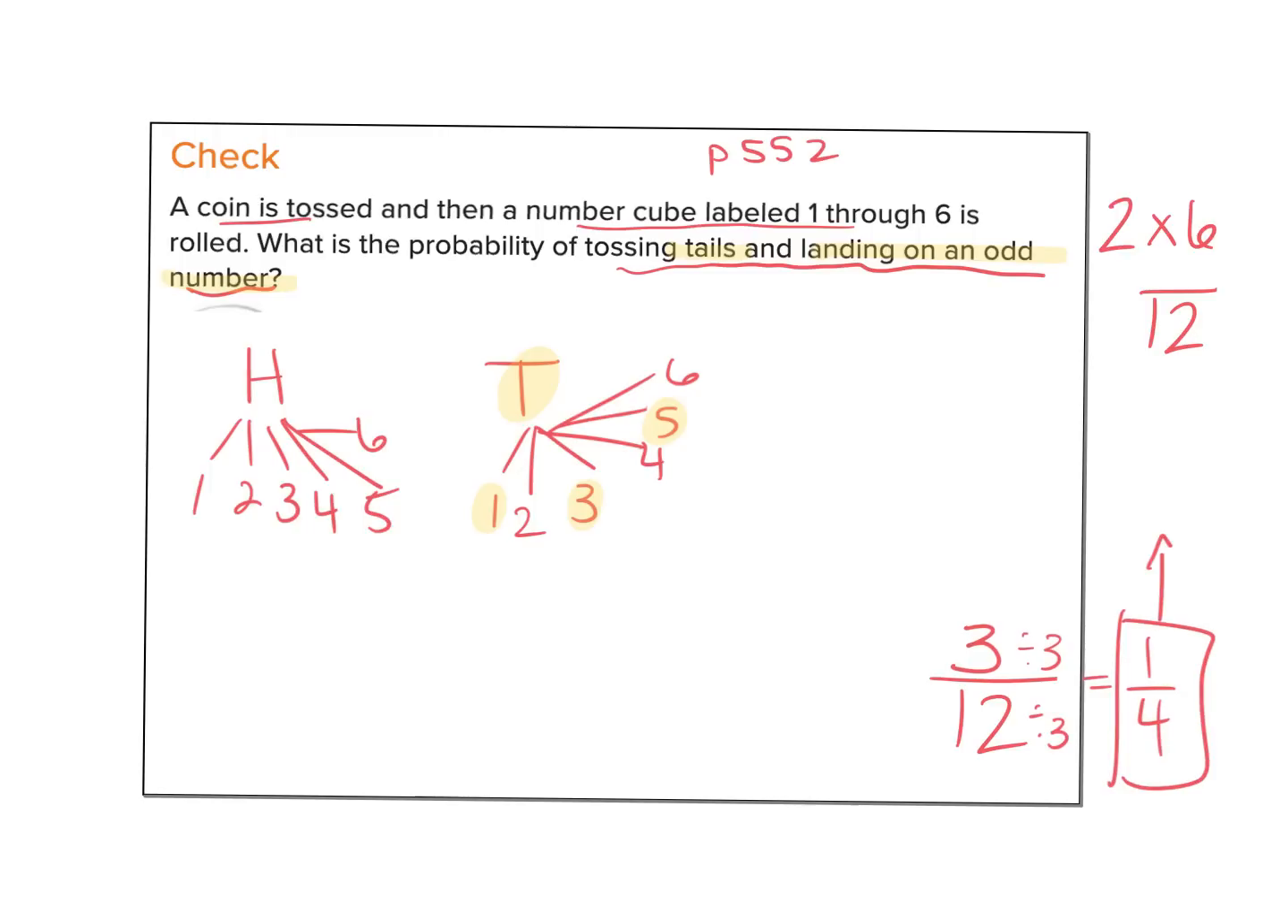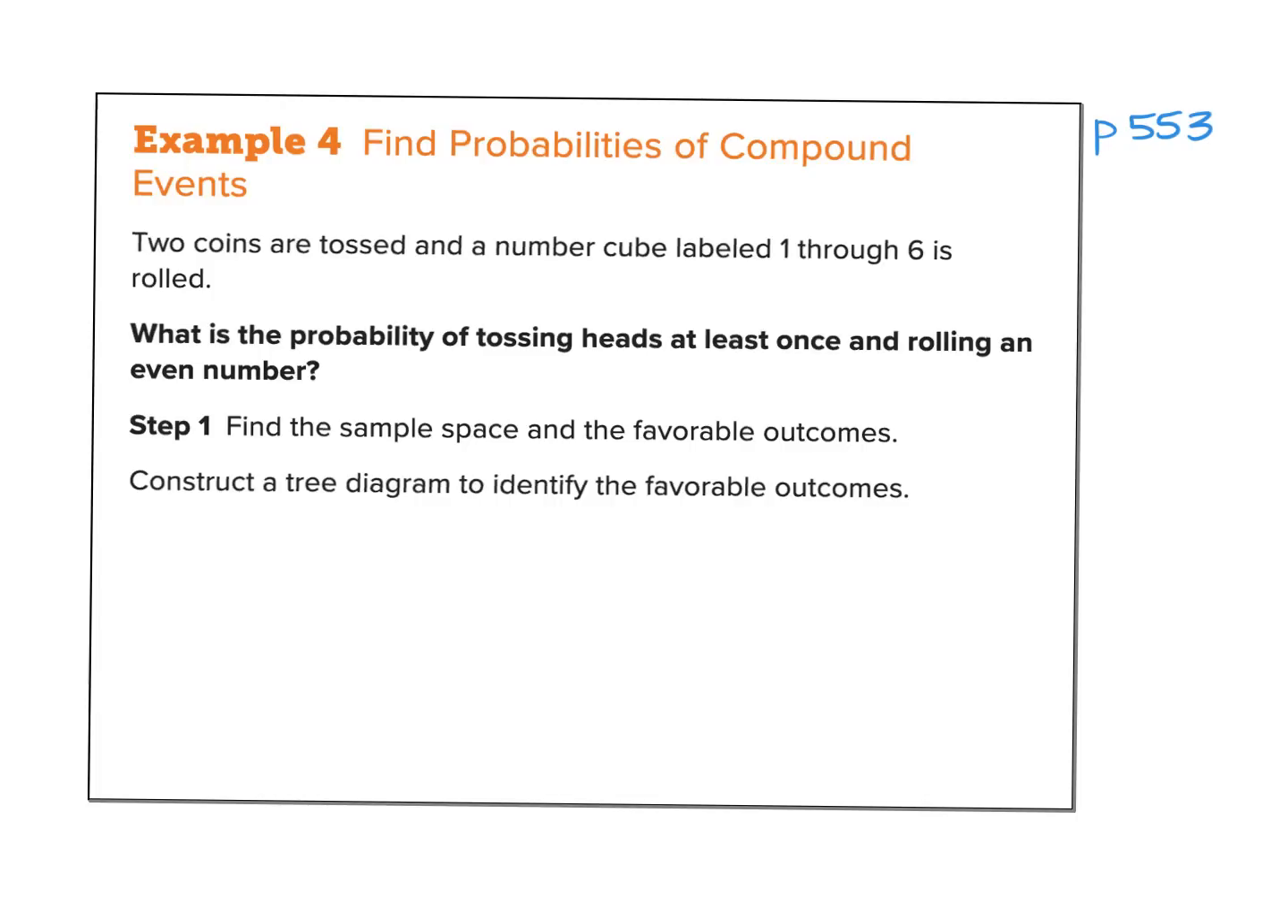And then to change that to a percent, 1 divided by 4 gives you a 25% chance of getting a tails and an odd number. And again, that's the theoretical probability. Now, if I actually did this, that would be the experimental probability, or the relative frequency, of what happened when I actually did it. All right, let's look at example 4.